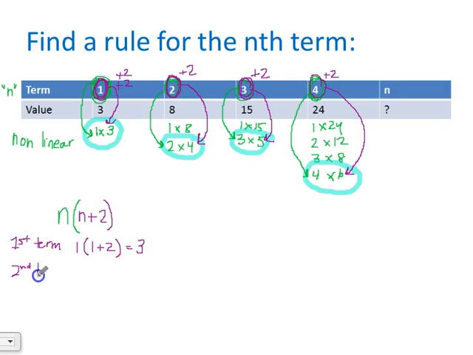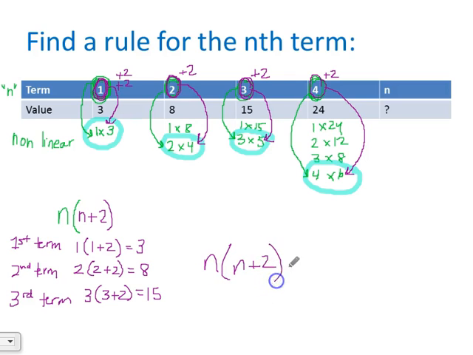Let's keep it going and make sure it works for our second term. The second term, the n would be 2. So anytime we see an n, we would plug in 2. So 2 plus 2 in the parentheses gives us 4. 4 times 2 gives us 8. So it works. For the third term, we'll check that really quick. Our third term, n is going to equal 3. 3 plus 2 is 5. 5 times 3 is 15. So the rule is going to be n times n plus 2.